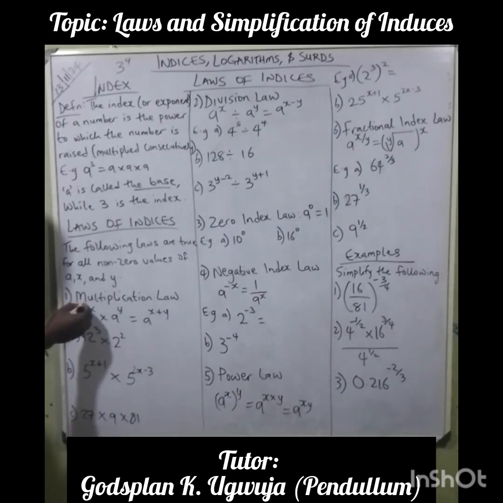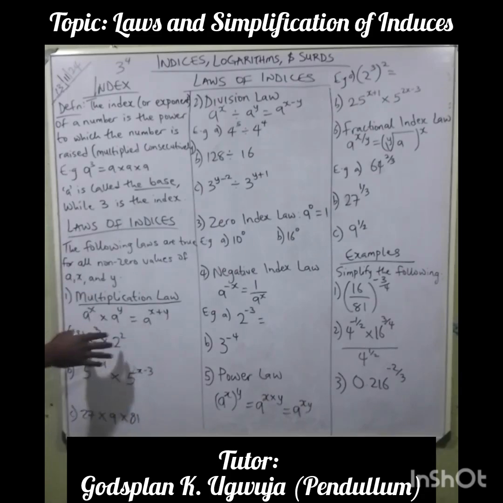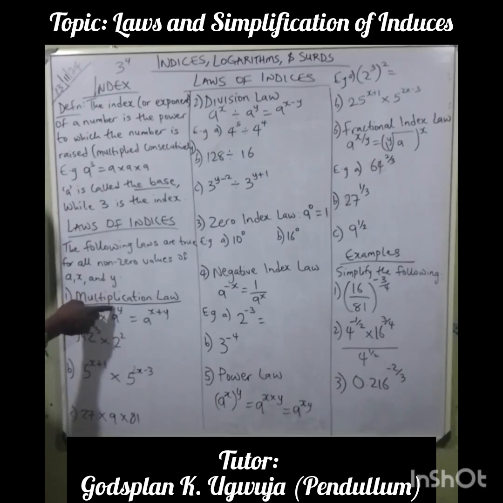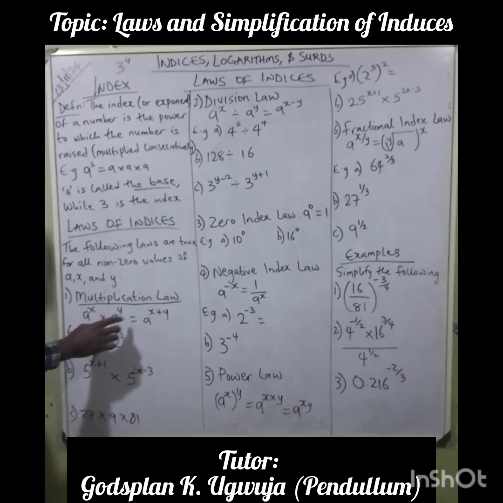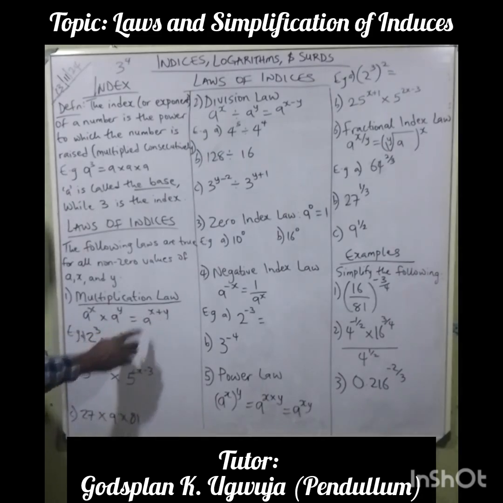First of all, we have the multiplication law of indices, and it simply states that when you have 2 indices multiplying each other and their bases are similar, like what you have here, you have a raised to power x multiplying a raised to power y, as long as their bases are similar, you can pick one base and add the powers. That's the multiplication law in essence. Pick one base and add their powers.